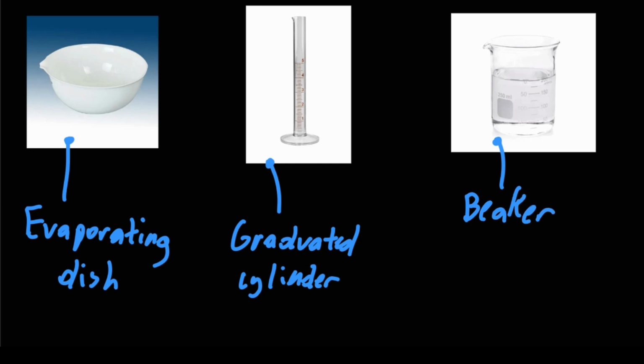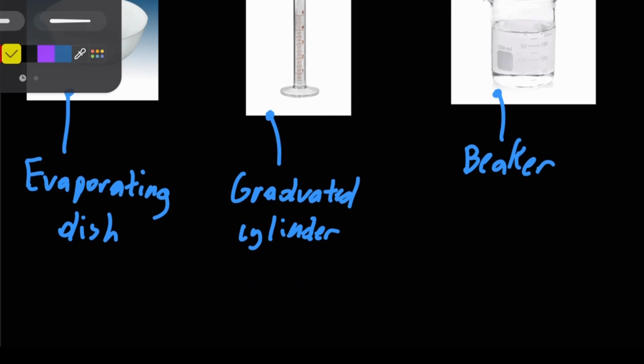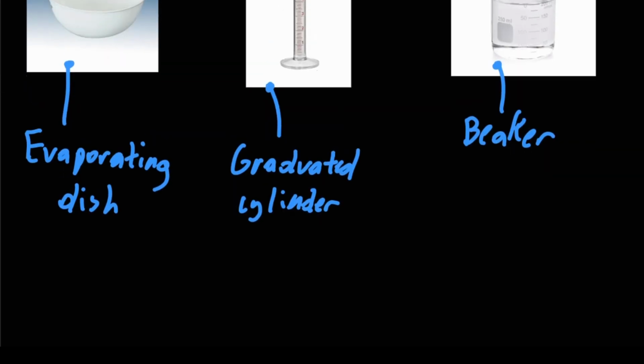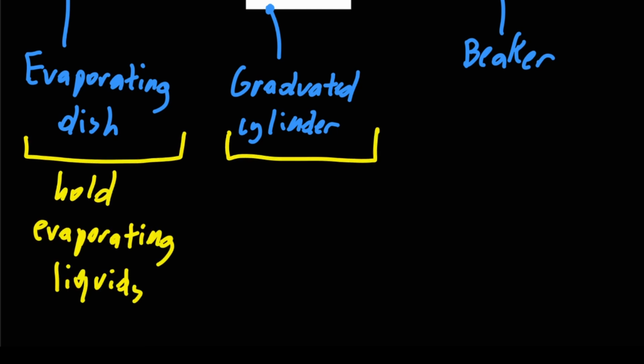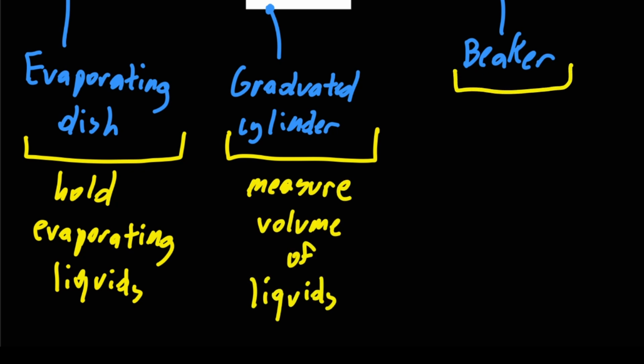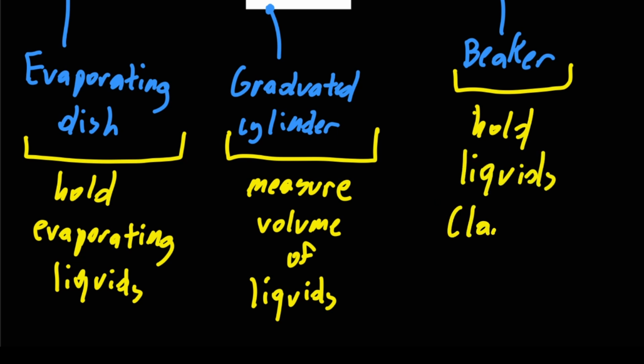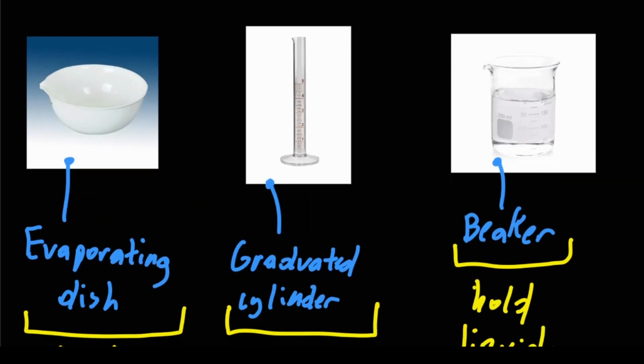Bonus question. What would the purpose of each of the types of apparatus be? So for the evaporating dish, it will be to hold evaporating liquids. For the graduated cylinder, it would be to measure the volumes of liquids. And for the beaker, it would be to hold liquids, preferably large quantities. And that's our question finished.